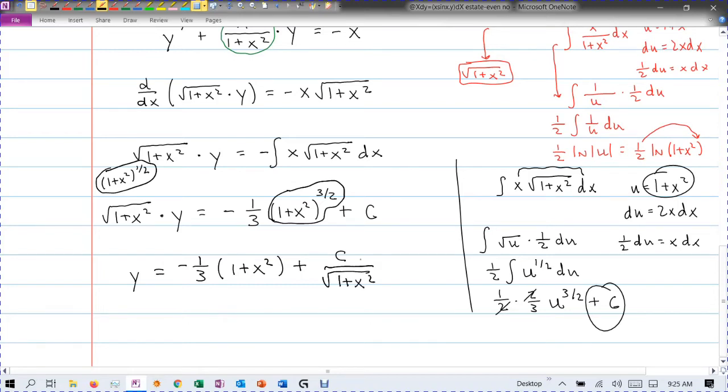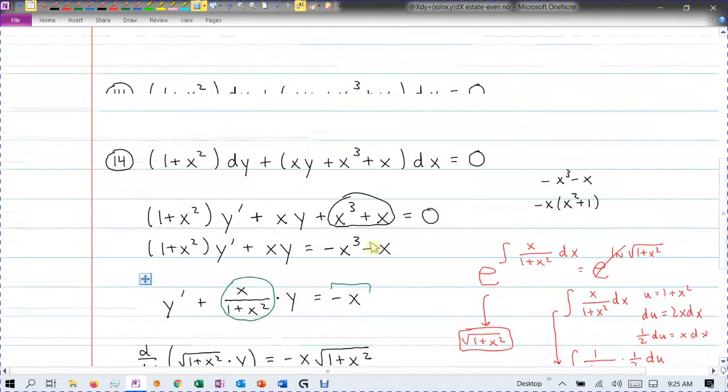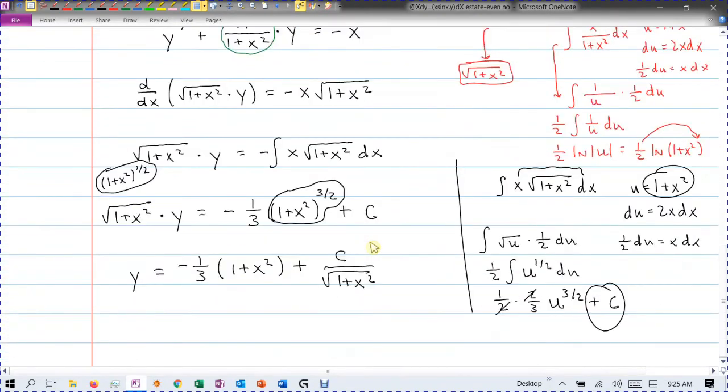And that should be it for number, what is this, 14? Check it real quick. 1/3, yeah, okay. Okay, so that's number 14. Let's take a look at number 15.